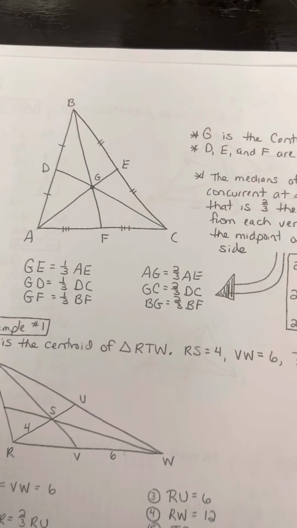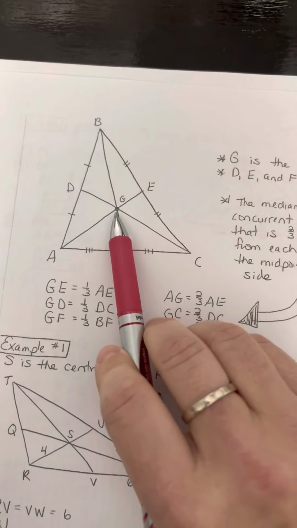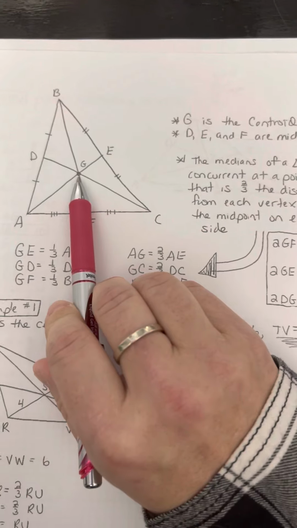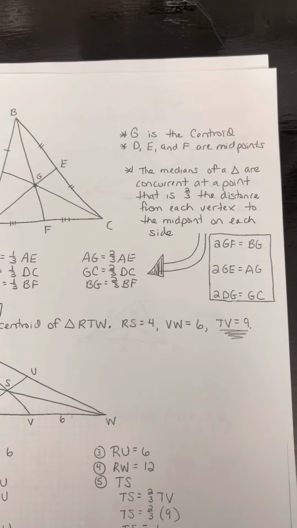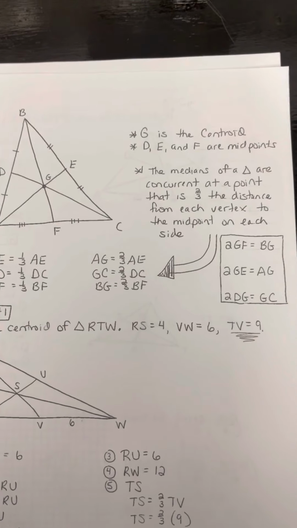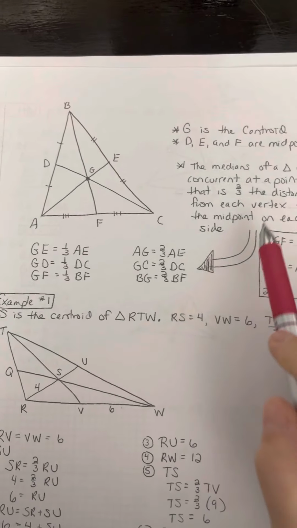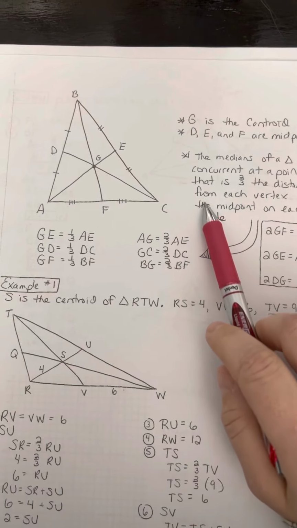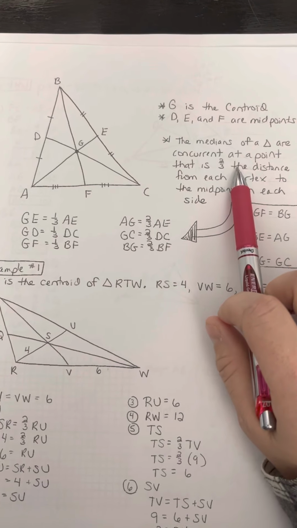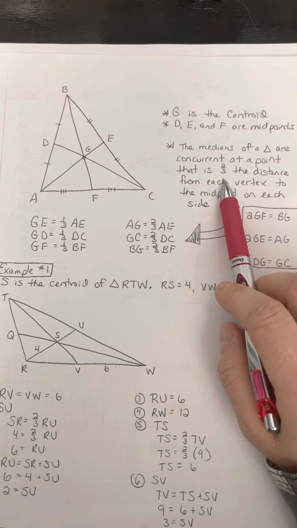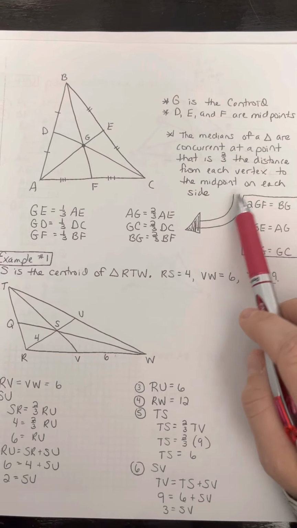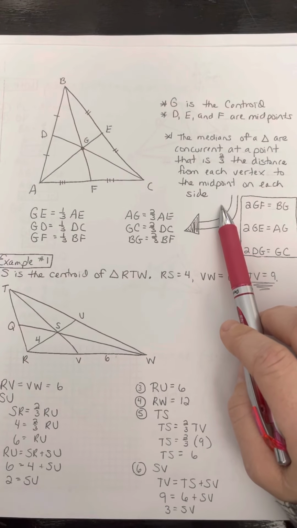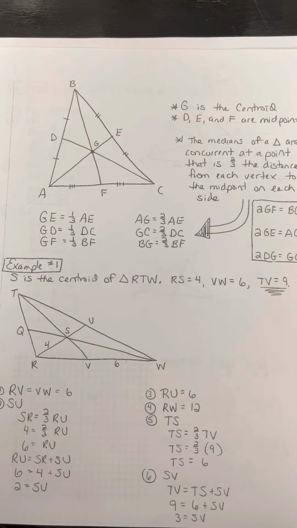Once I know that G is my centroid, that means we know more information about these lines. This right here is what I'm talking about now. Medians of a triangle are concurrent at a point that is 2/3 the distance from each vertex to the midpoint on each side. That's a lot to think about. Let me make sure that this makes sense.